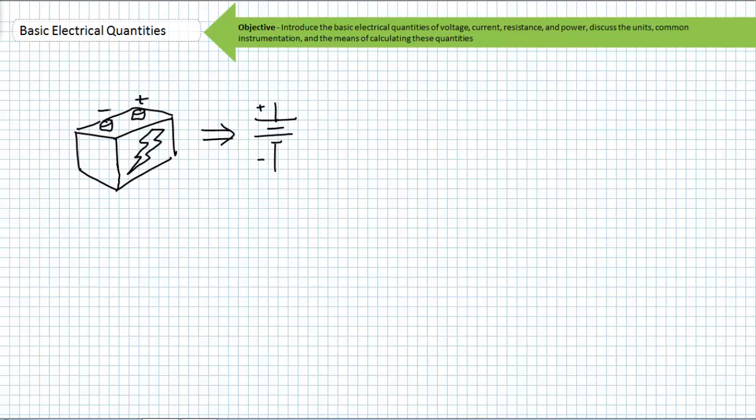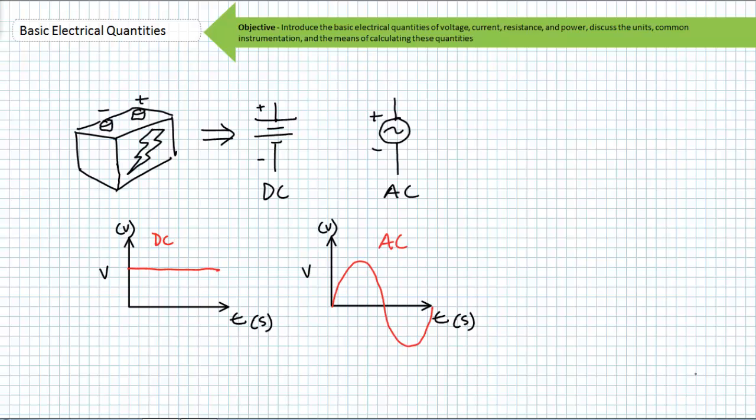This is the schematic symbol for a battery or a DC voltage source. DC stands for direct current, and it means that the direction of induced current doesn't change. This is in contrast to an AC source, or alternating current source, that switches the direction of induced current at regular or cyclical intervals. Just ignore AC for now.